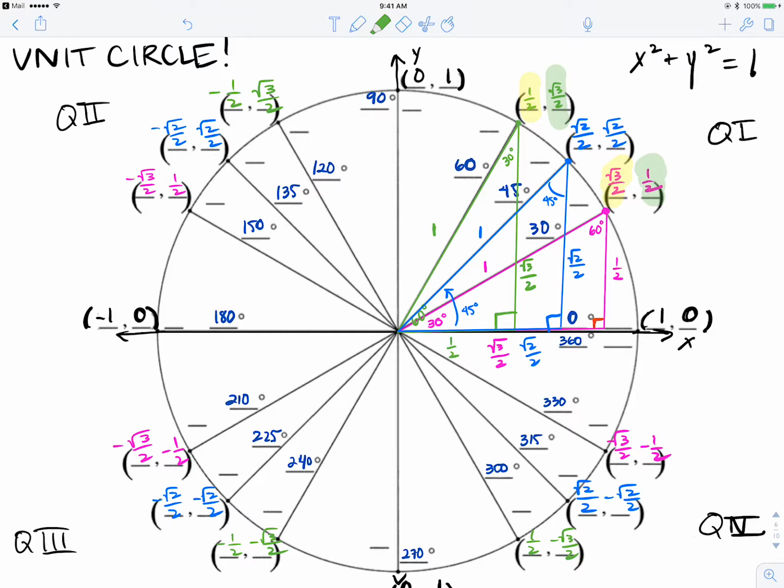Mr. A is expecting you to, the way he puts it, if your dog or cat jumps on top of you in the middle of the night and asks you what the cosine of 315 degrees is, you should be able to answer it like that.